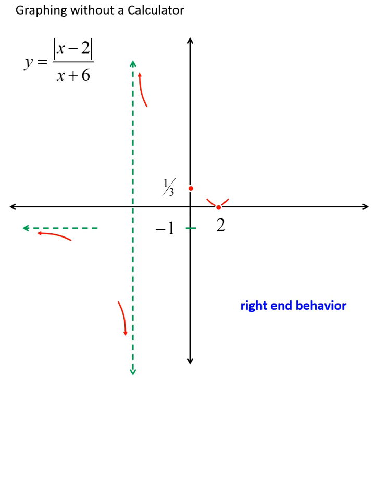The other end behavior, of course, is the one on the right. So we now want to ask the question, what's happening to the graph as x gets bigger and bigger and bigger, or as x approaches infinity? Well, again, we can't plug in infinity, but we can plug in 1,000 to get a general sense of what's happening. And if you plug in 1,000 here, you'll get 998 over 1,006. That too is very, very close to 1, although this particular one is positive.